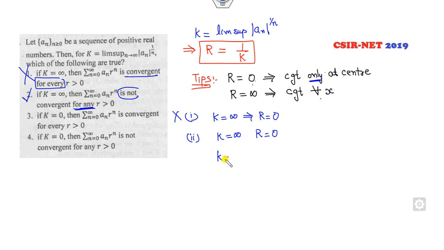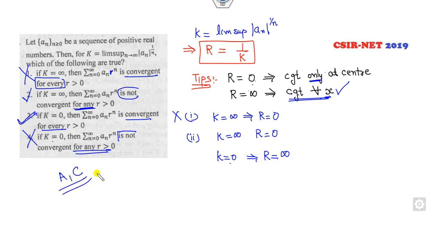K is equal to 0. K equals 0 implies R is infinity. R is infinity, so it is convergent for all x, convergent for every x. Fine. Remember in this case x is in R. K is equal to 0, again R is infinity, so it is not convergent for any x, but that is wrong, it is convergent for all. So this option is also cancelled. A and C are the correct options of this example. So this is the way you can solve power series in a very simple manner.